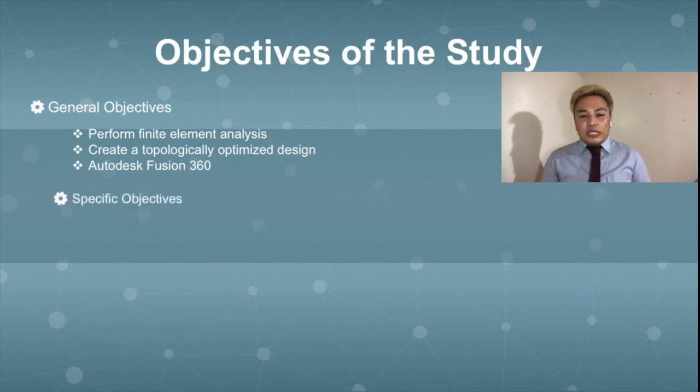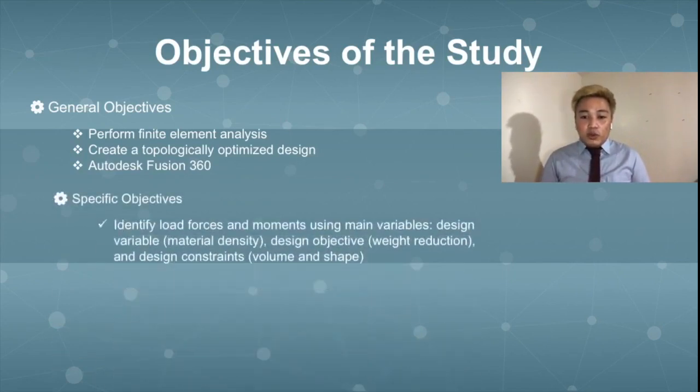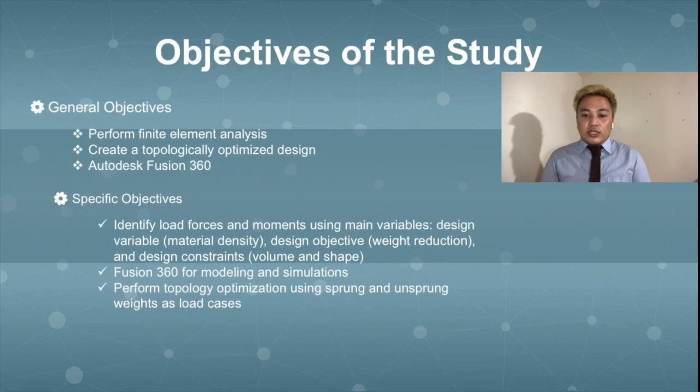Going to specific objectives, first we need to identify load forces and moments using main variables such as design variable, which also means the material density, the design objective or weight reduction, and design constraints such as the volume and the shape. Second, Fusion 360 should be used for modeling and simulations. So we will be revolving around Autodesk Fusion 360. And third is to perform topology optimization using sprung and unsprung weights as load cases.